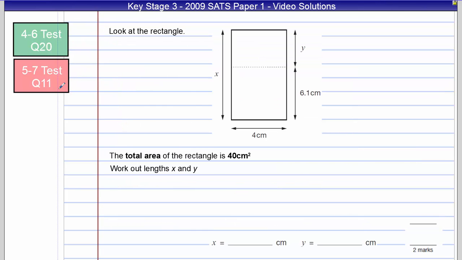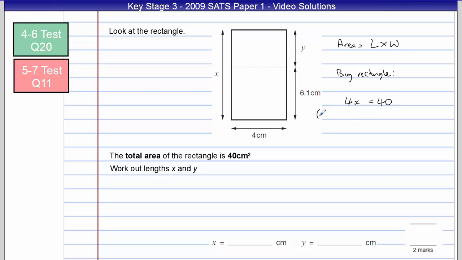Question 20 on the 4-6 test, question 11 on the 5-7 test. Look at the rectangle. The total area of the rectangle is 40 centimeters squared. Work out the lengths of x and y. Well, to work out the area of a rectangle, we do length times width. Let's start by thinking about the big rectangle, the whole thing here. To find the area of this rectangle, we would do 4 multiplied by x, and I'll write that as 4x. And the area of the big rectangle is 40, so I can say that 4 lots of x is 40.